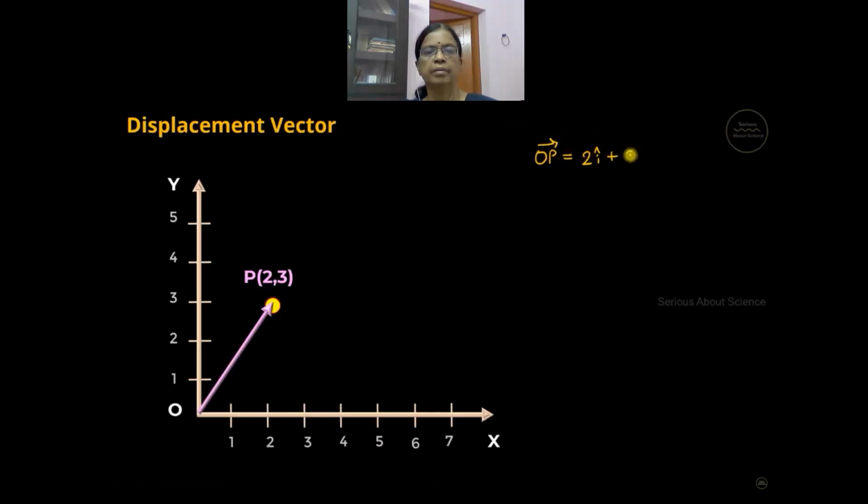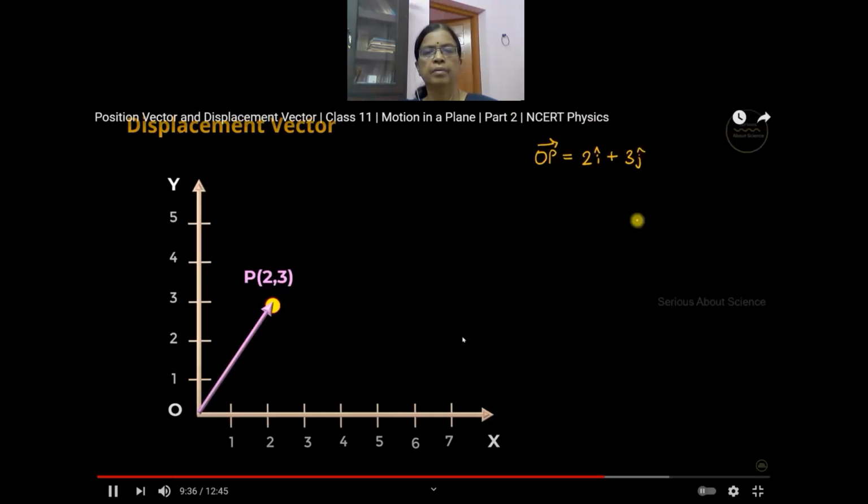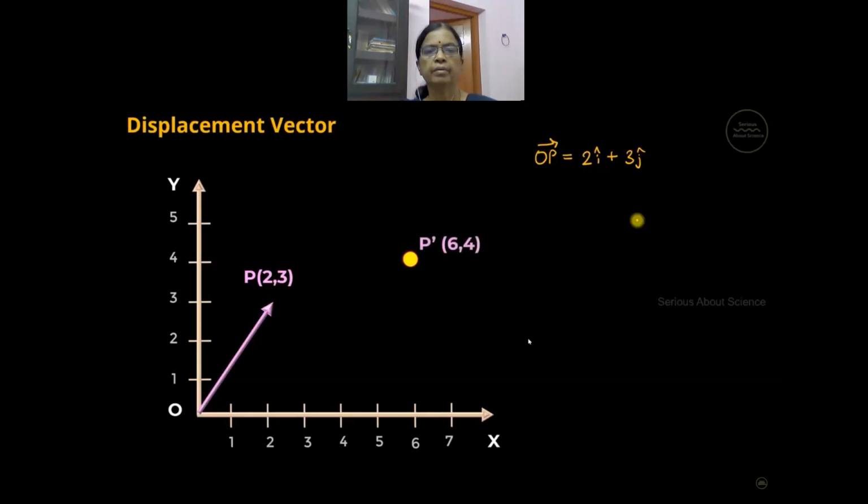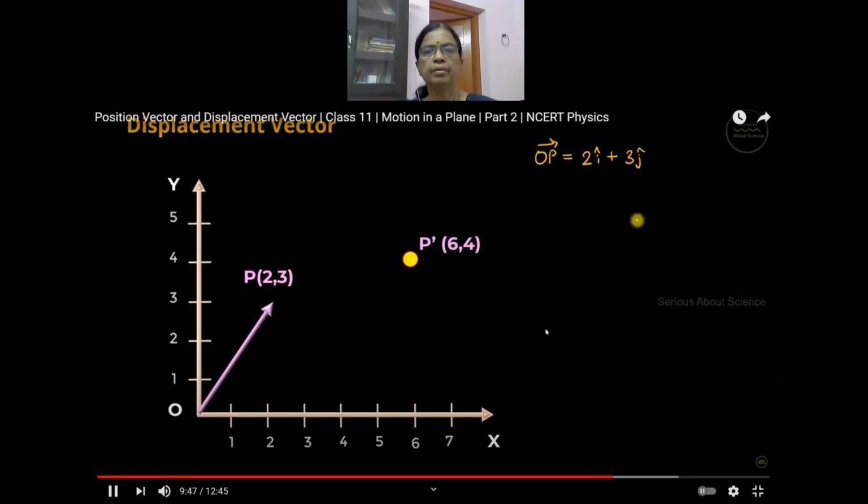After time delta t, if this particle undergoes a displacement, the final position will be here. And this point we can denote by P dash. It is given by (6, 4). Okay, how will you represent this vector OP dash? If I again draw a vector from the origin to this point, we'll get the position vector at the final position, and we can denote it by vector OP dash.